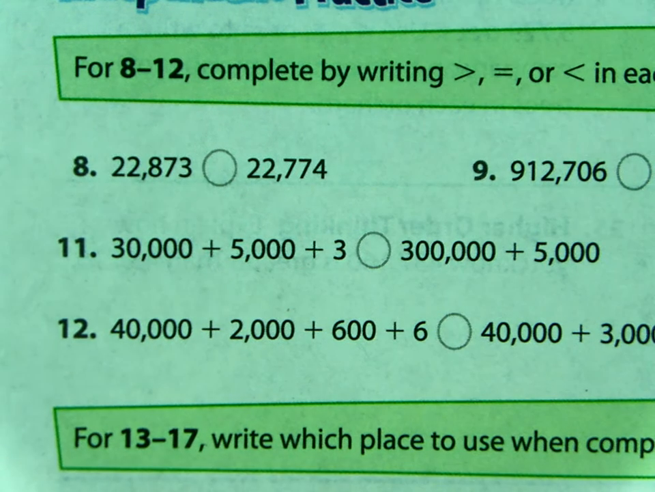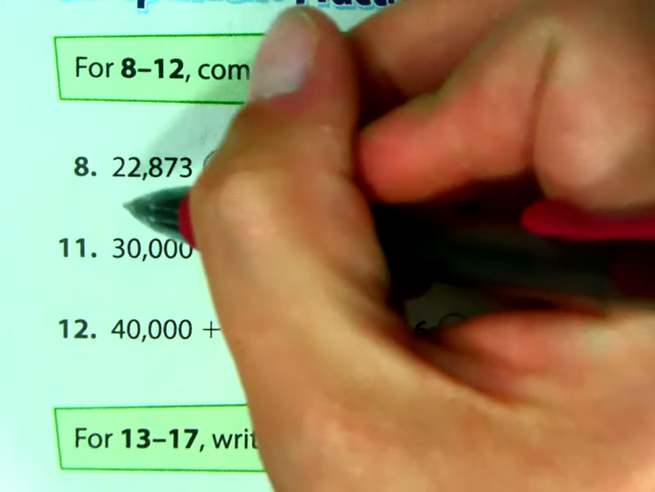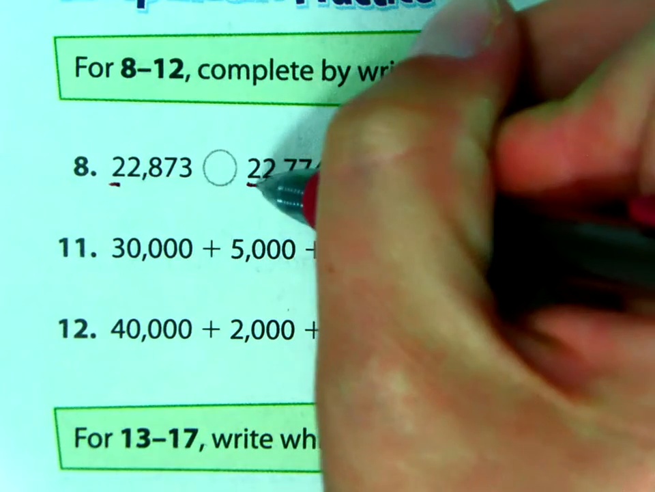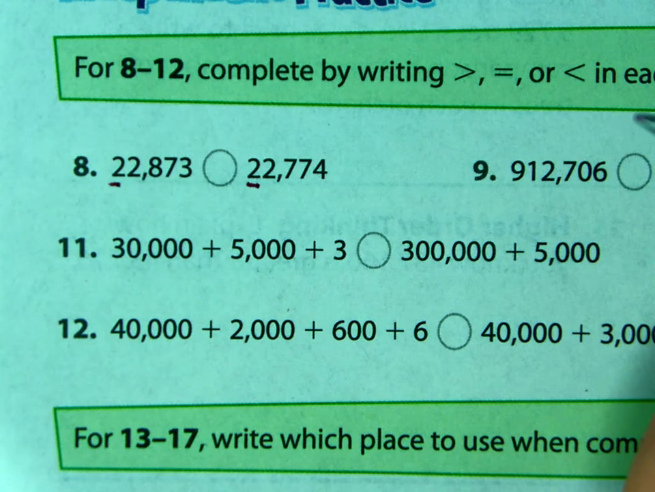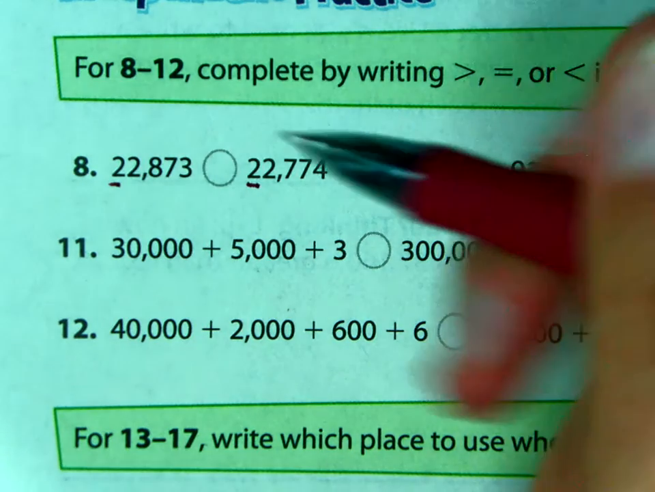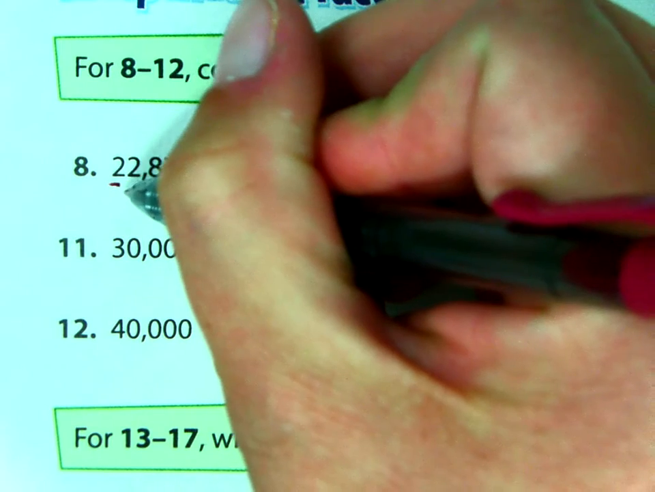All right, let's take a look at question number 8. So we are comparing numbers and we are looking at place value. You learned in the video with Mrs. Connor that you look to the largest place value when you are comparing. So if we look, we notice that we have the same digit, a 2, in the 10,000s place. So now we move one place value to the right.